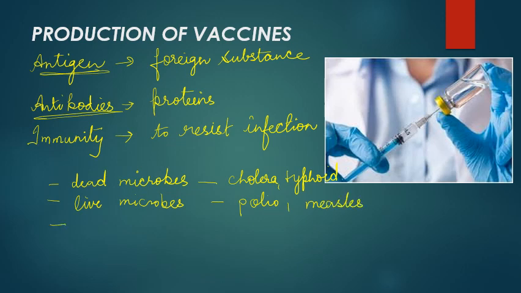Then these vaccines can be toxoids also. Toxoids means these can be harmless forms of toxins. Toxins are poisonous substances. So these can be the harmless forms of toxins which are produced by the disease-causing germs. Instead of preparing the vaccine from the microbes directly, the toxins from these microbes are obtained and these are made harmless and then induced in our body, as in the case of tetanus vaccine.